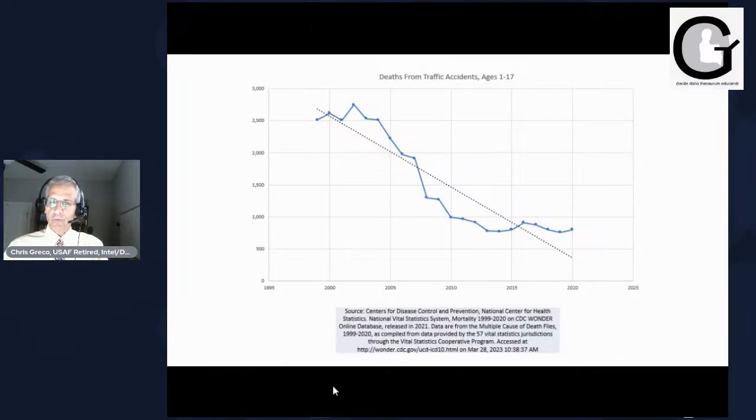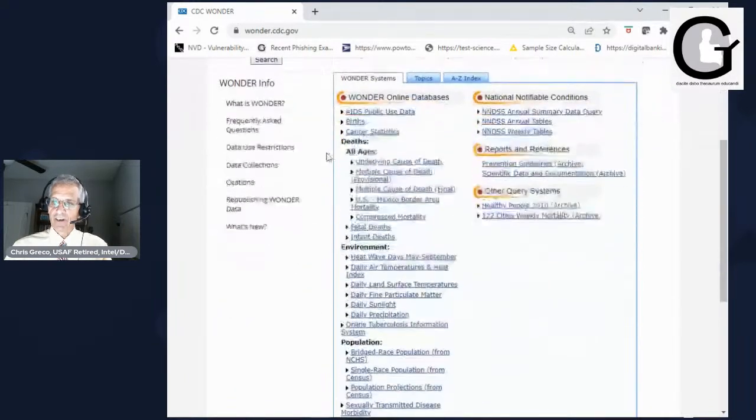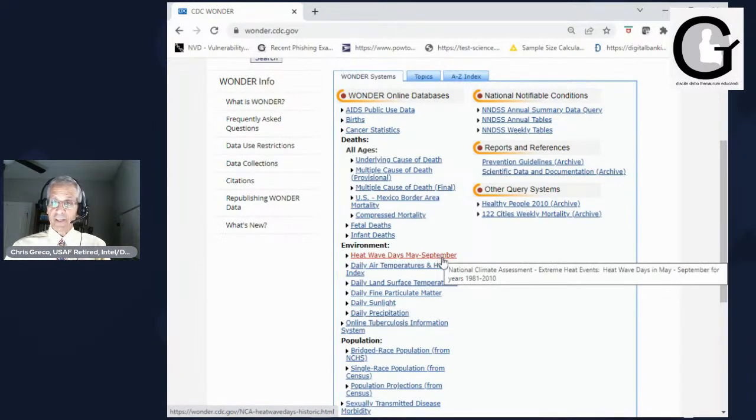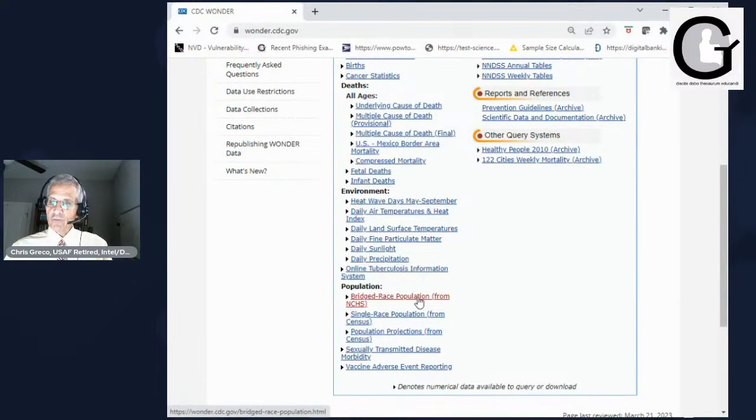So without further ado, let's go to the CDC Wonder, because I think this is very important. This is where you find the CDC Wonder. It's going to be wonder.cdc.gov. Now look at all this that's here. Multiple causes of death, final, underlying cause of death. So what we're going to do is heat waves, May to September. This is really good. This is very interesting data. Population, bridge race population, single race population.